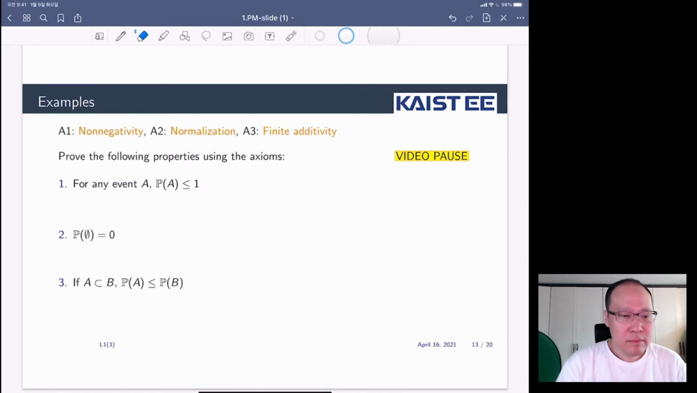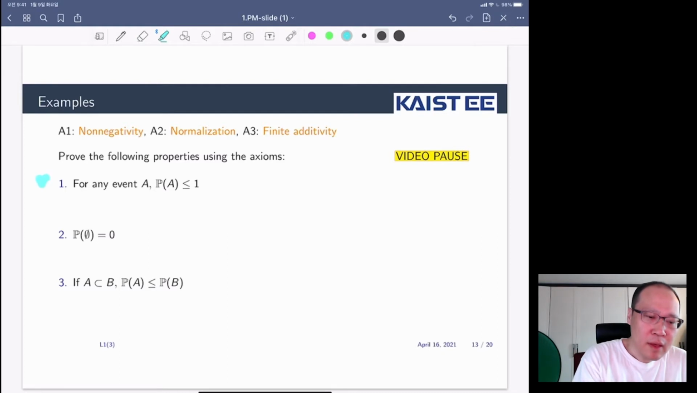Now let's prove some of the properties of the probability law P using three axioms. Again, remember that we have axiom 1, non-negativity. The second axiom is normalization, and the third axiom is finite additivity. So let me give you some time to think about this problem of proving the first thing and the second thing and the third thing only using the three axioms. So please pause the video and then try to prove these three things.